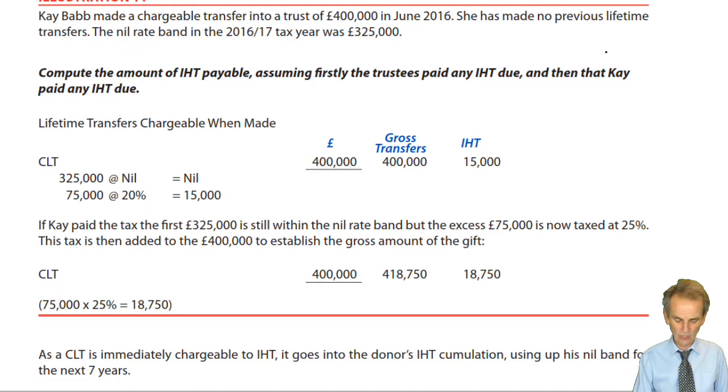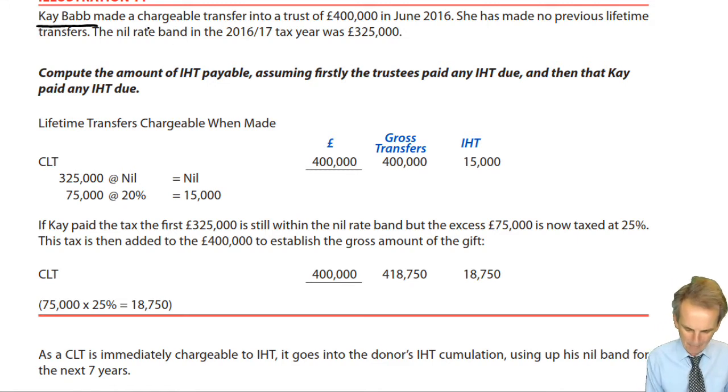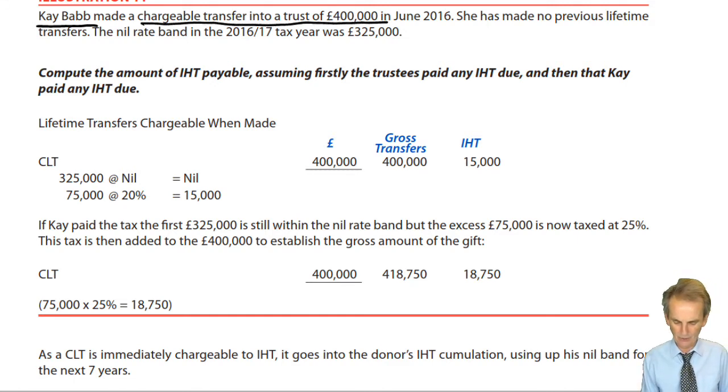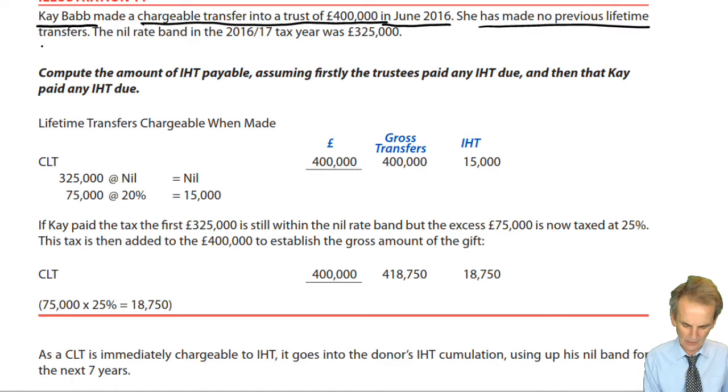So let's look at illustration 11. Right, our hero, heroine, I don't know whether you call female heroes heroines these days, KBAB. Remember, it's a donor-based tax. Donor KBAB made a chargeable transfer into a trust of £400,000. When? In June 16. She has made no previous lifetime transfers. Remember, IHT is a cumulative donor-based tax. More of that as we go through this section.